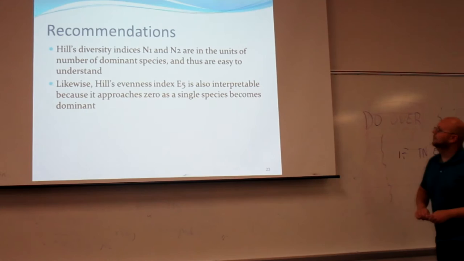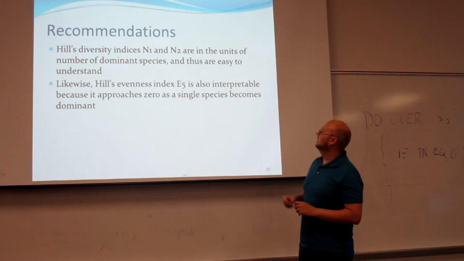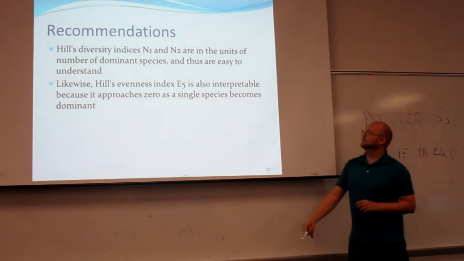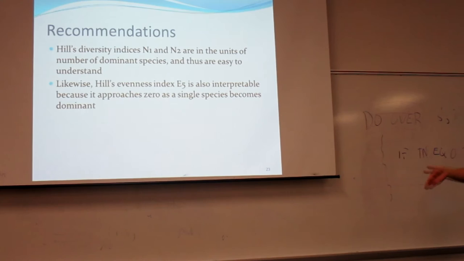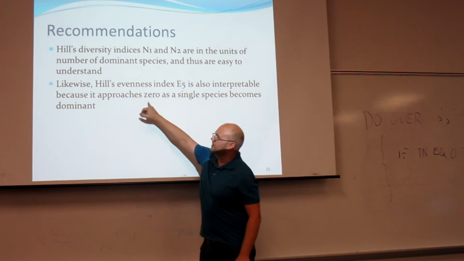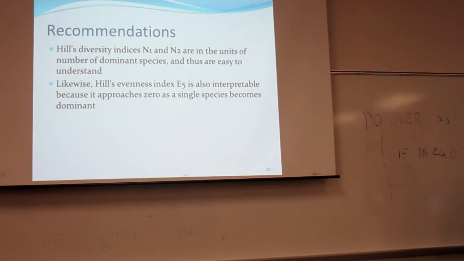So Hill's, for example, is really easy to interpret because Hill's is going to approach zero as a single species becomes dominant. So for me, when I look at a diversity index, Hill's is the easiest to see when you've got that one species that is starting to overtake. Like in our very first table, where one species was the max, then this Hill's index is going to be nearly zero. So it's going to tell me that I've got one species that's way above the mark.